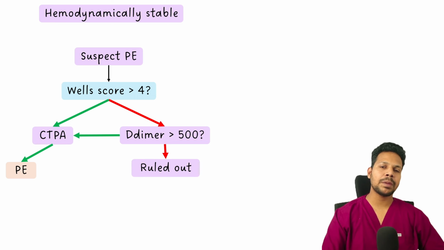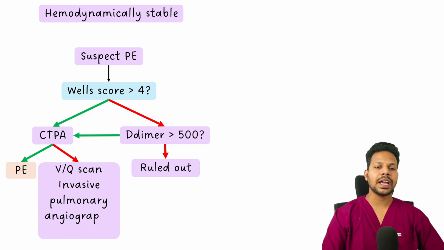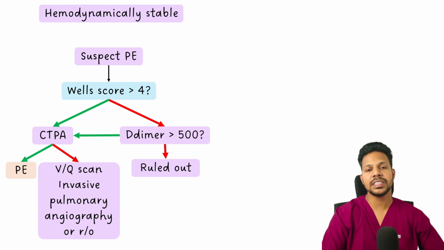If you are not able to find pulmonary embolism, but still if you are having a suspicion, then do VQ scan or invasive pulmonary angiography, or rule out pulmonary embolism. That is in a case of hemodynamically stable patient.